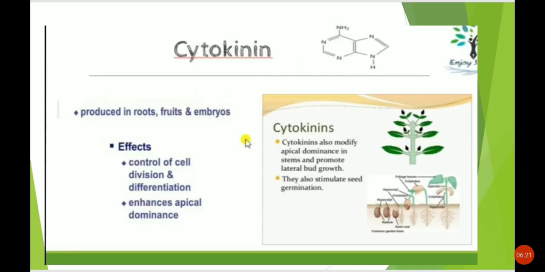Next, cytokinin. Cytokinin is a growth hormone that affects the control of cell division. It controls cell division and differentiation, and it enhances apical dominance, which means it promotes growth in the tips of the shoots and roots.